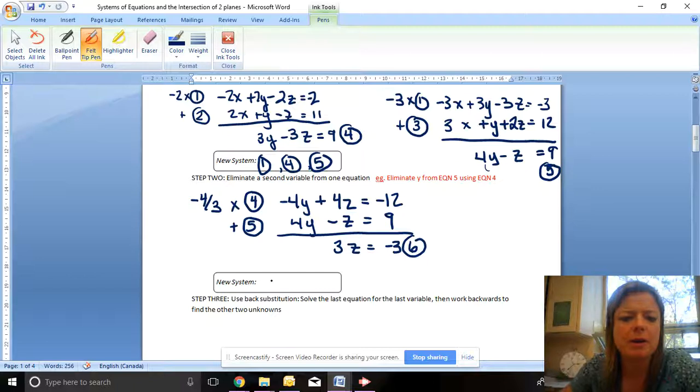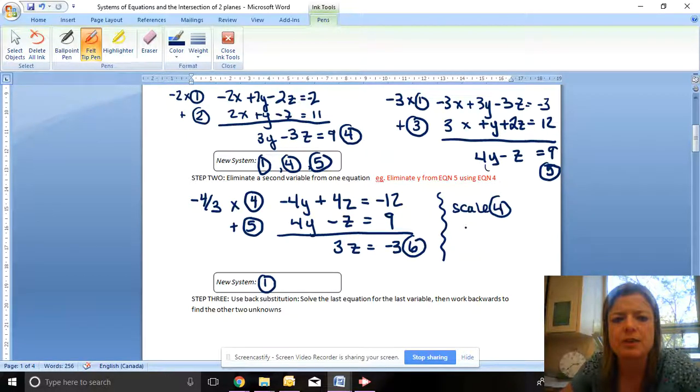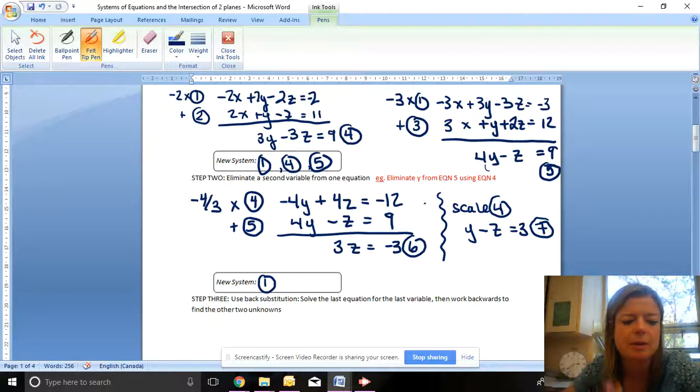Okay, so now I get a new system, equation 1. Okay, so now I could take equation 4, but something that we often do, it could be 1, 4, 6 is what I could do, but at this point, I'm going to scale equation 4. So it is just y minus z equals 3. Okay, and then I'm going to call that equation 7. All right, so I've just divided the entire equation by 3. So because I am dividing the entire equation, I'm allowed to do that. So 1, 6, and 7 is my new system.